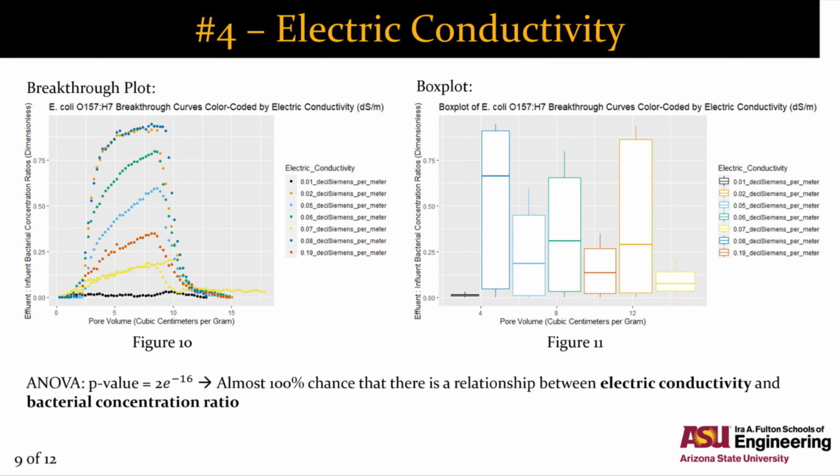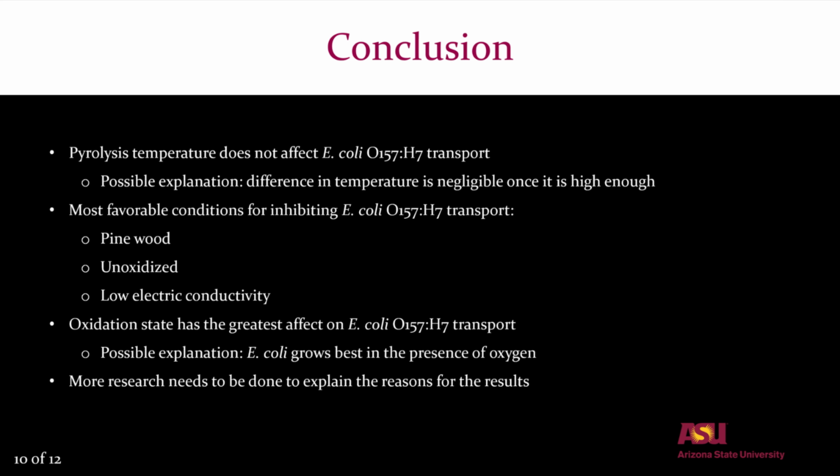The same p-value calculated for oxidation state was calculated for electric conductivity, indicating that there is almost a 100% chance that there is a relationship between electric conductivity and bacterial concentration ratio. Therefore, lower electric conductivities are better for inhibiting E. coli transport in the environment. In conclusion, the only variable that does not have an impact on E. coli transport is pyrolysis temperature.